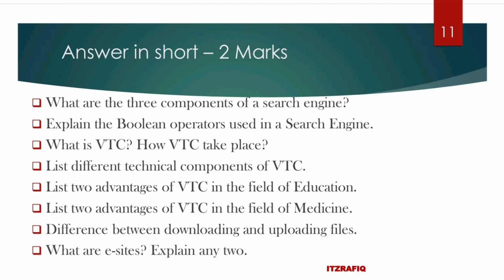Explain the Boolean operators used in a search engine. They are AND, OR, NOT, NEAR.